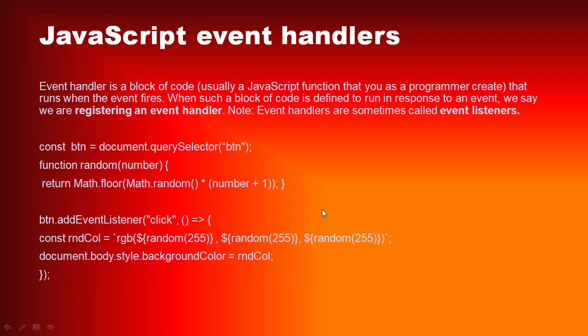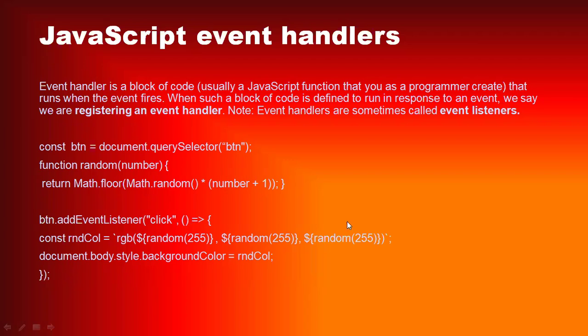This event listener doesn't have any name, so this is an anonymous function. When a function doesn't have a name, it's called an anonymous function. Using the arrow function mechanism, we can implement anonymous functions. So here, btn.addEventListener. The event is click, and this part is nothing but the function.